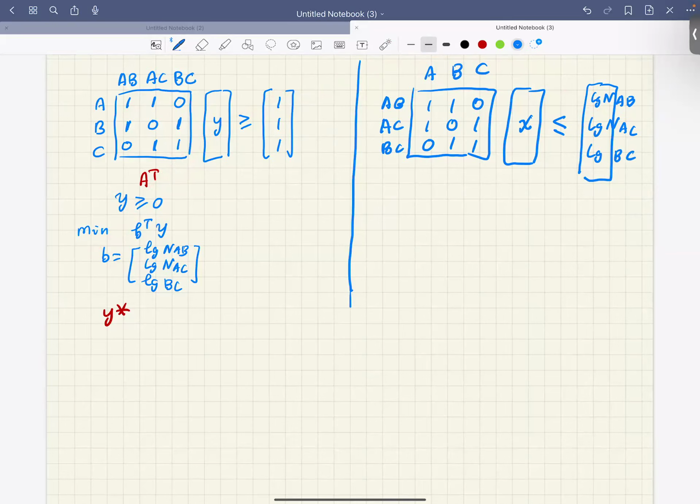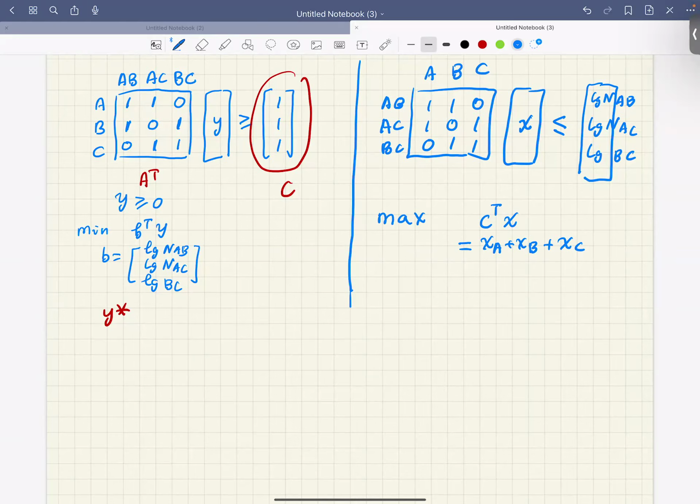Now this time you have to do maximization. Everything is reversed. Maximization of C transpose X, not Y. Sorry, transpose. So what is C? C is here. Look at C, it is so special: all the components are one. So this is essentially just XA plus XB plus XC. So this is the primal one.